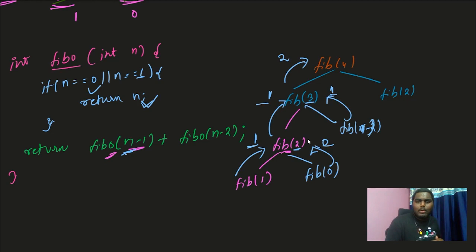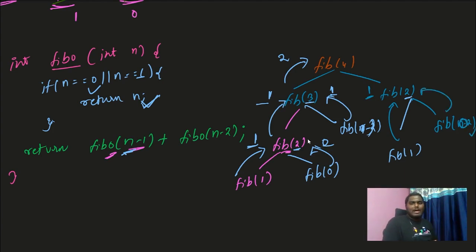Now I am currently standing at n equal to 2. I will simply make another call. Since n is equal to 2, what is n minus 1? It's 1. So what is fib of 1? I will simply return 1. Now I'm done with the n minus 1 part. Now I'll go to the n minus 2 part, which is fib of 0. What is fib of 0? Again, it's 0.